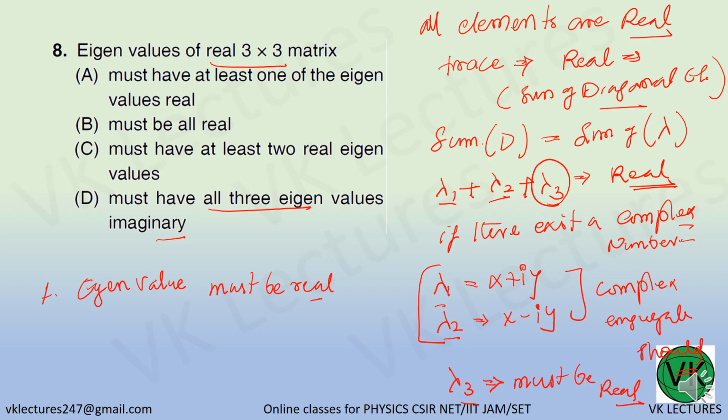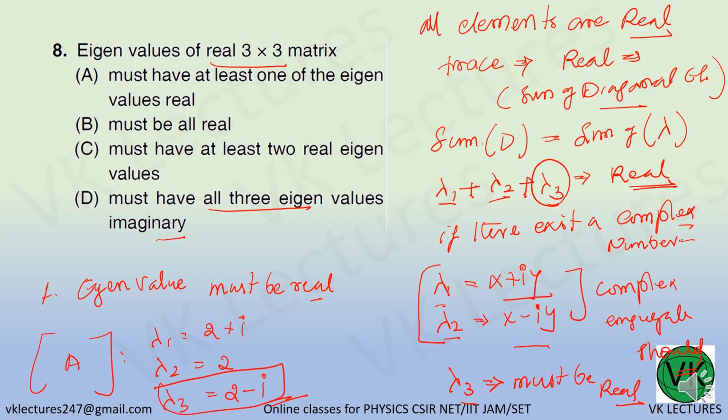For a real matrix, if one of the eigenvalues is complex, then another is its complex conjugate. Suppose there is a question, okay, there is a real matrix A and lambda 1 is equal to 2 plus i, lambda 2 is equal to 2, and what about lambda 3? Lambda 3 should be 2 minus i. Should be 2 minus i. Okay.